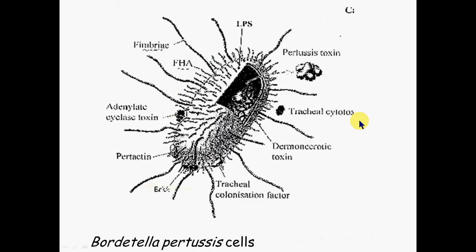Okay, now this is a picture of the bacterium Bordetella pertussis, and you can pick out filamentous hemagglutinin. FHA is kind of like a pilus, isn't it? And these are fimbriae, which is another word for pilus. And so those are adhesins that are used in the vaccine. And there's pertussis toxin. That's the other part.